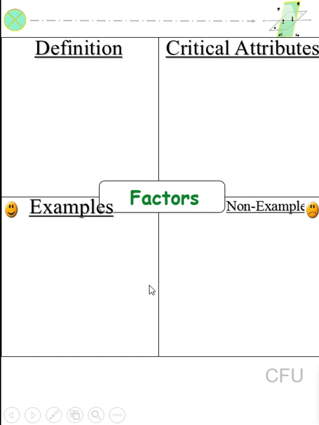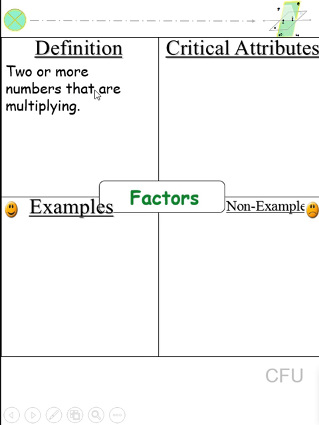Factors. What are factors? Factors are two or more numbers that are multiplying. Write that in there, please. Two or more numbers that are multiplying. So you remember the definition for factors? Two or more numbers that are multiplying.